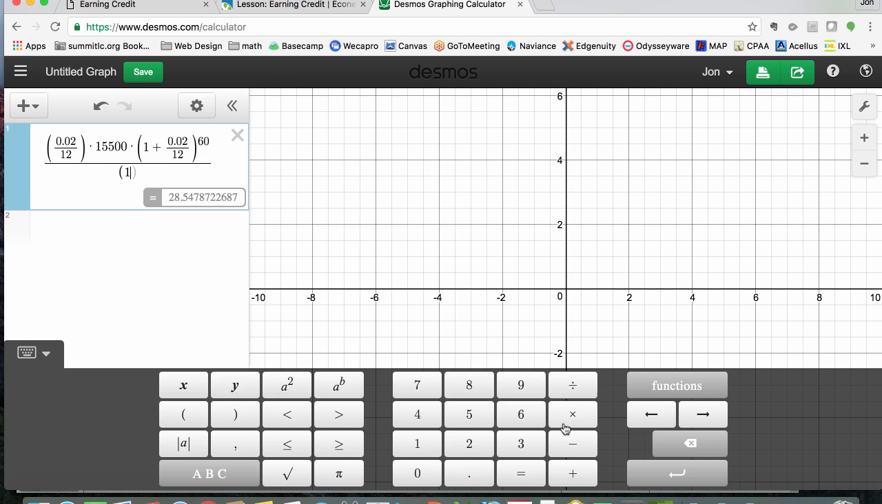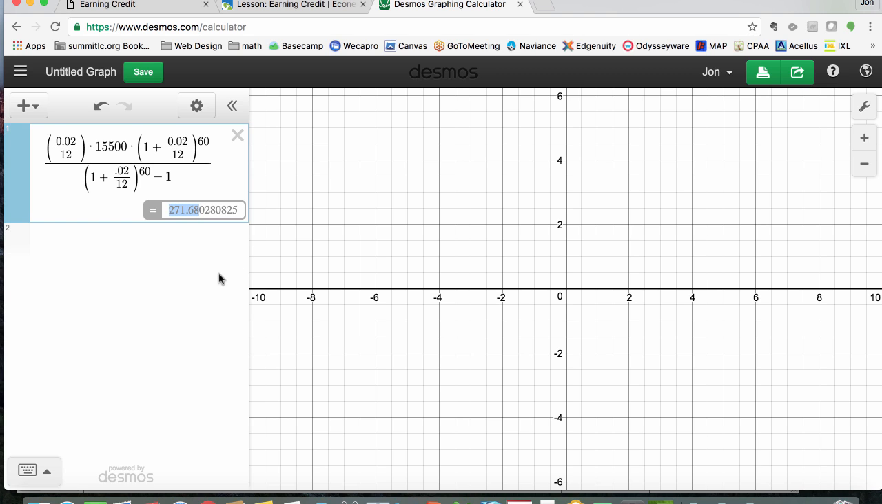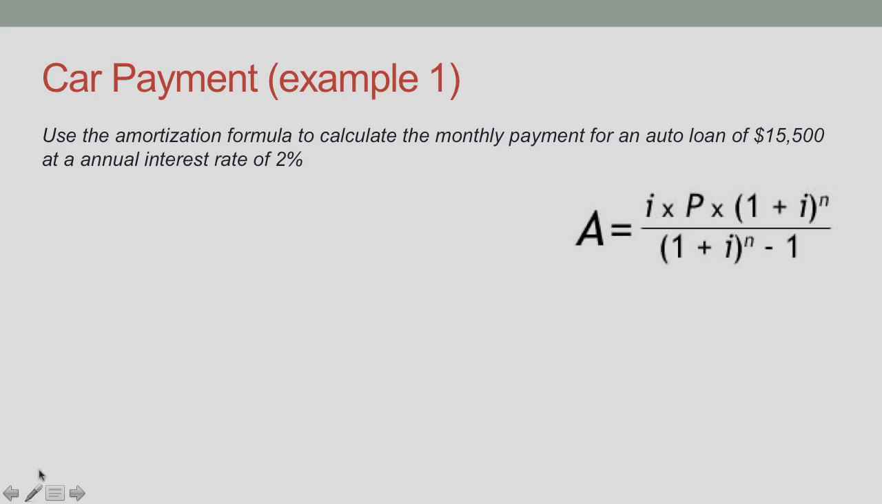Now I got to put the denominator in here. Parentheses 1 plus 0.02 divided by 12 to the 60th power minus 1. All right, look at all that. Calculate it all for us, and we have a payment of $271.68. The monthly payment A equals $271.68. There we go. We're going to have to pay that every month for 5 years to pay off the loan and the interest associated with it.